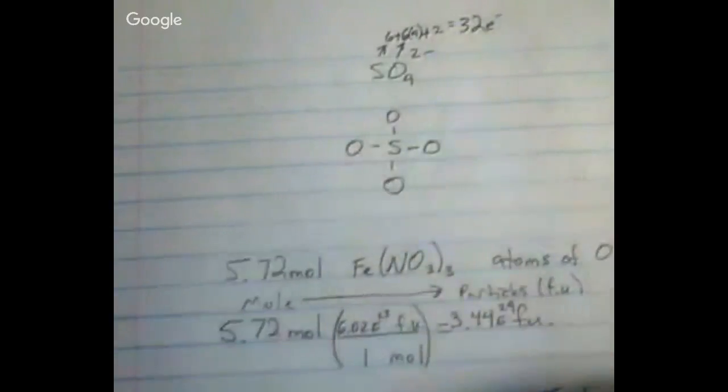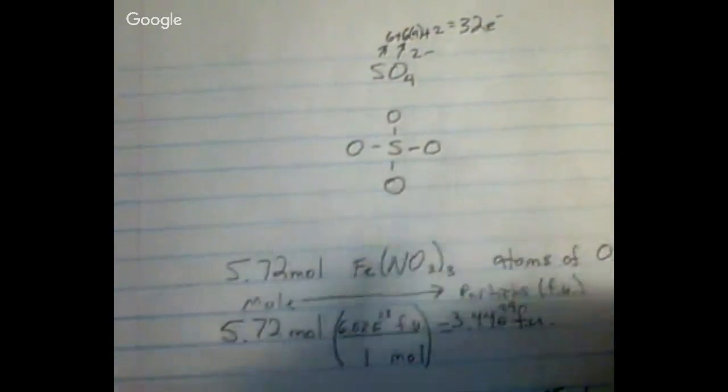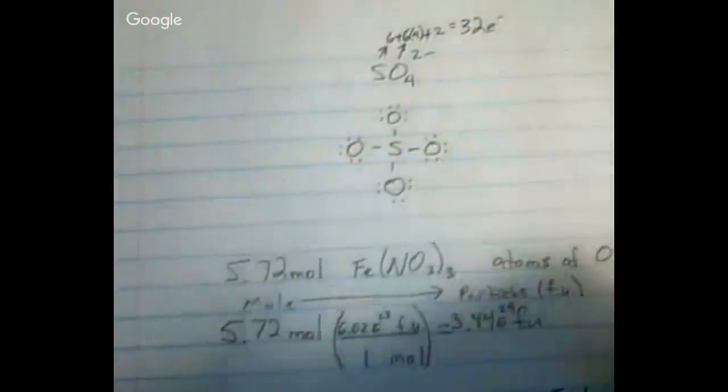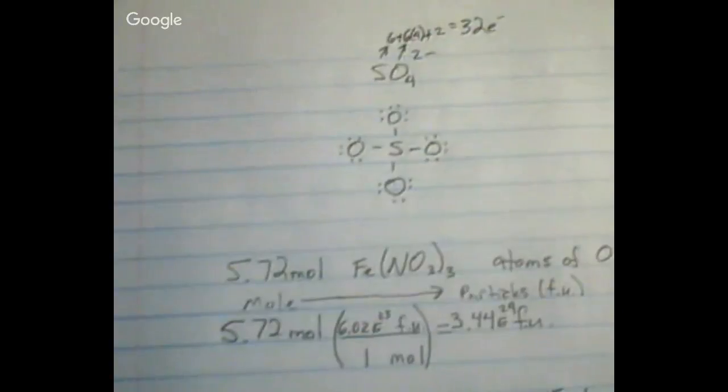2, 4, 6, 8 electrons we've used so far. We got to get to 32. So we're going to start going around the outer ones and start putting on more electrons. So 2, 4, 6, 8, 10, 12, 14, 16, 18, 20, 22, 24, 26, 28, 30, 32. It works out great where everything right now has 8 electrons.